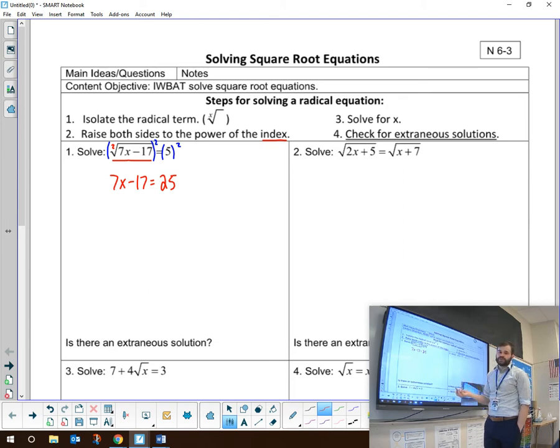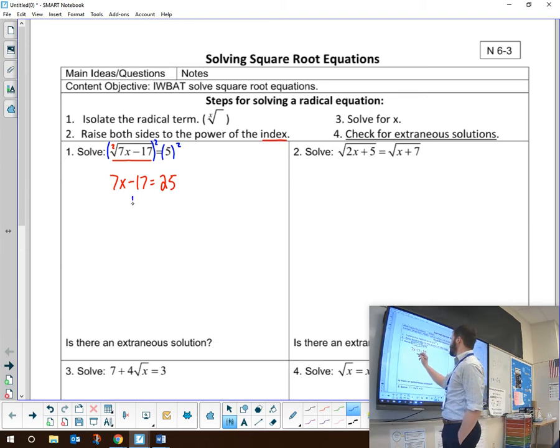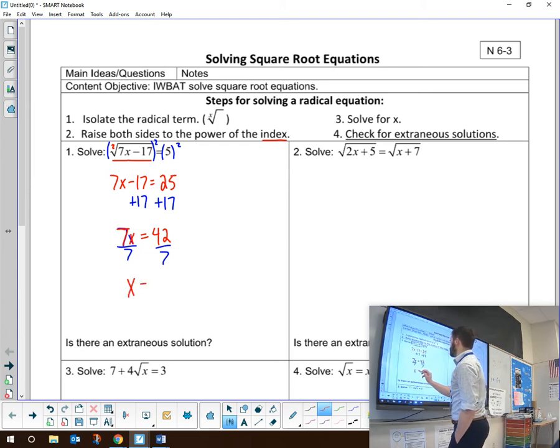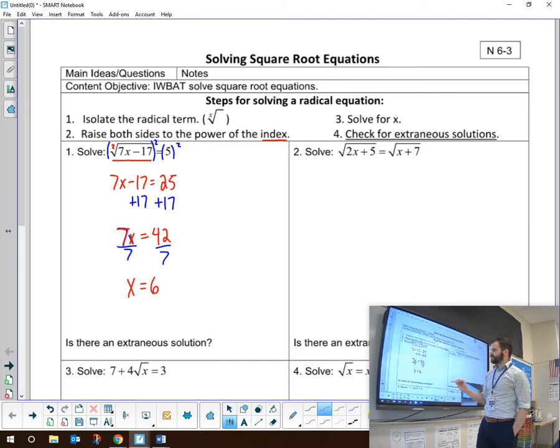And now we're just going to solve for x, just like we've been doing. I'm just going to add 17 to both sides. I'm going to get 7x equals 25 plus 17, which is 42. Then we're just going to solve for x. Divide this side by 7, divide this side by 7, so x equals 6. All right, so x equals 6.